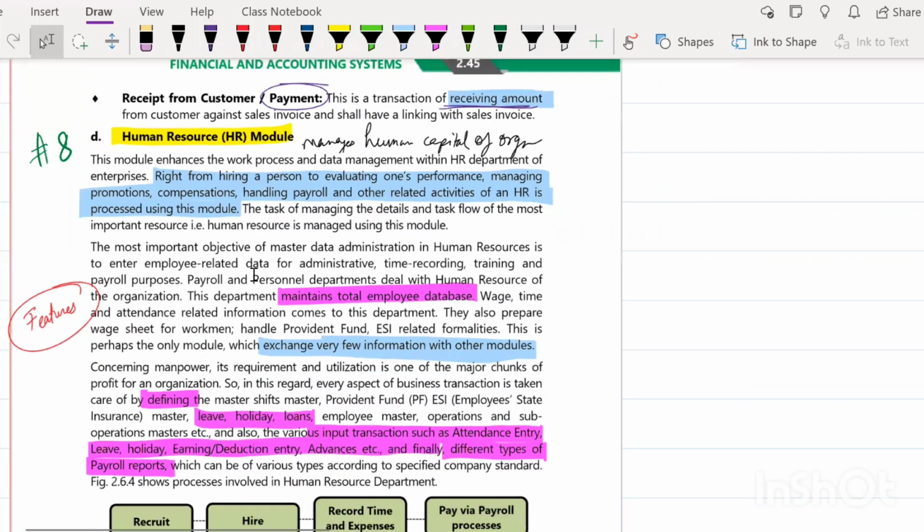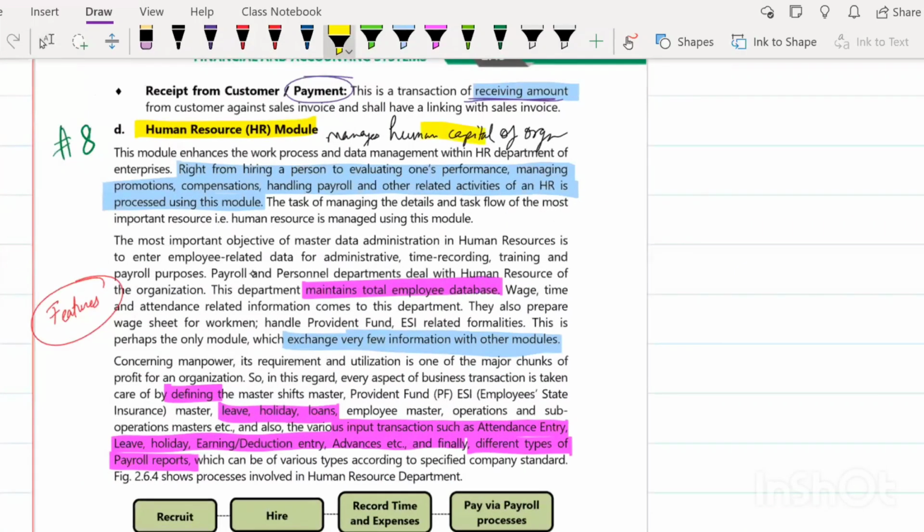So in the human resource module, as the name itself suggests, here you have to manage the human capital that is there in the organization. You have always heard that humans are the biggest asset in the company, and if humans are managed in the right way, then it can take your company or your organization to the highest levels. So here, this human resource module will basically help you hiring a person.